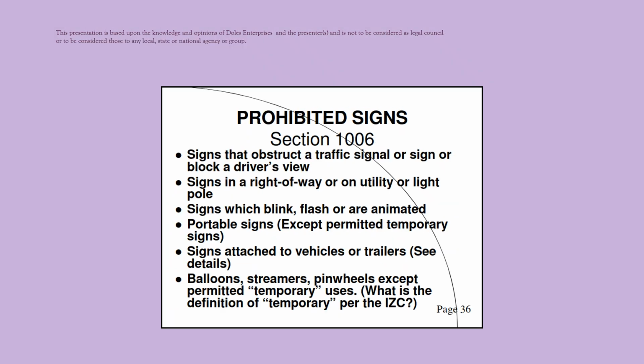Signs prohibited by this ordinance include signs that obstruct a traffic signal or a sign or block a driver's view; signs in a right-of-way or on utility or light poles; signs which blink, flash, or animate; portable signs except permitted temporary signs; signs attached to vehicles or trailers. There are special exceptions that need to be reviewed: balloons, streamers, pinwheels, except permitted temporary uses. For the purpose of this subsection of the ordinance, temporarily means not more than 20 days in a calendar year.